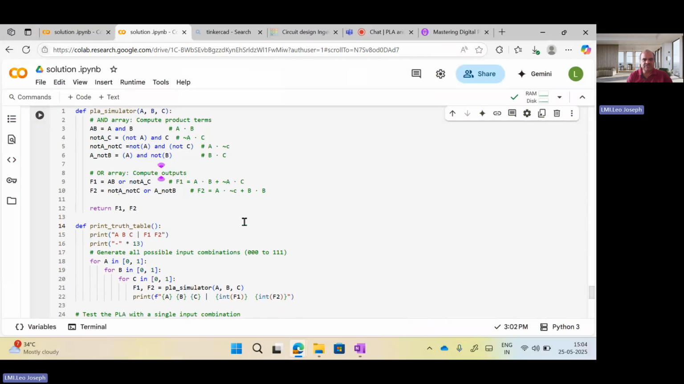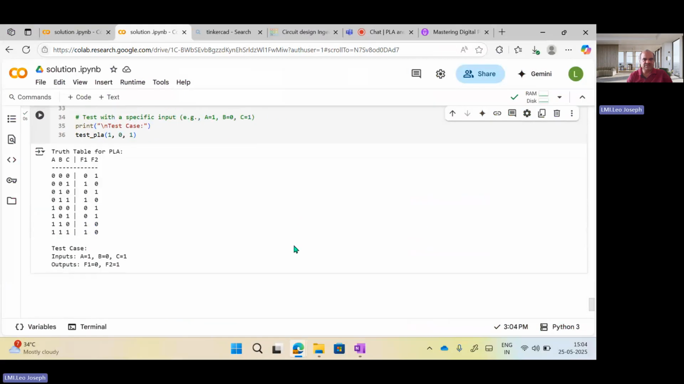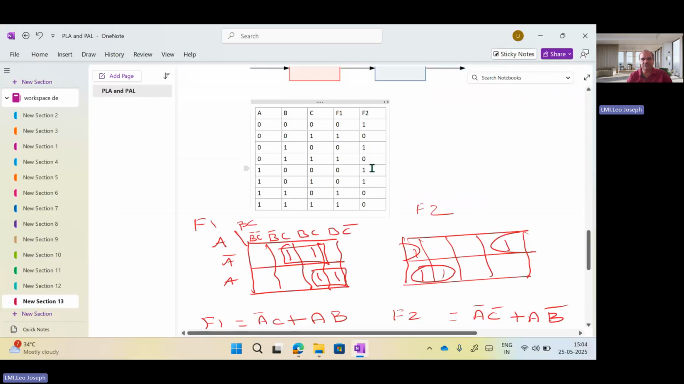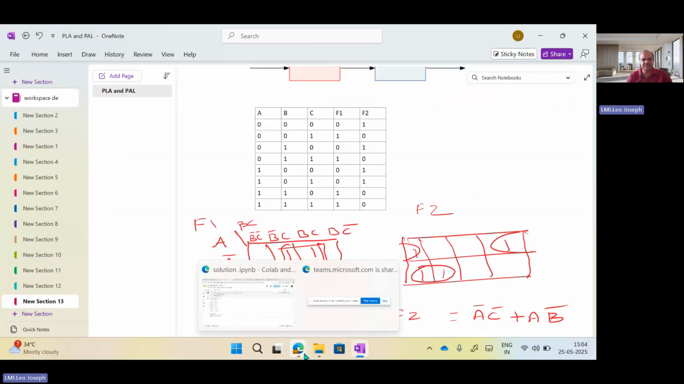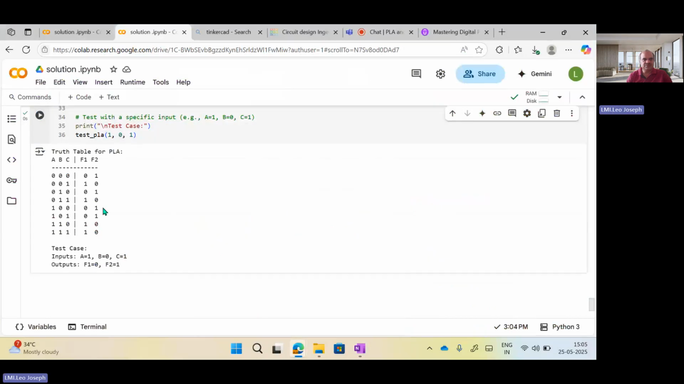Not A, not C, A bar C bar plus A B bar, like that I am writing. Okay, now I will run the code once again. Right, now you can check 101 1100. Whatever we are writing, it will come 101 0 1 1 0, right? 101 0 1 1 0. So this is the case. So test case also I have written.